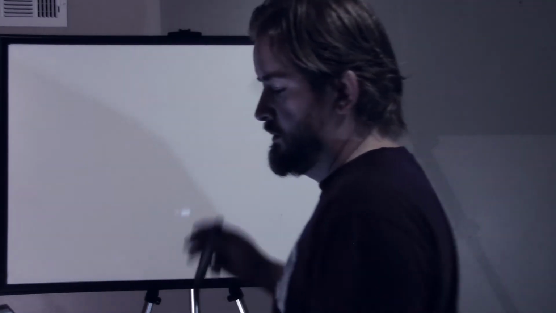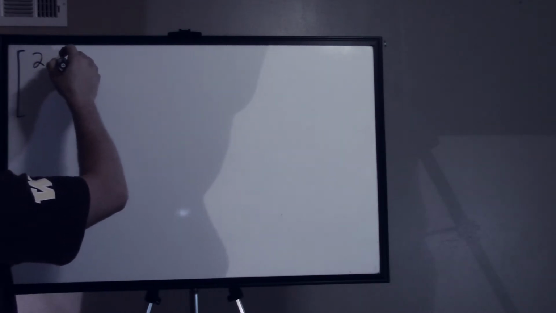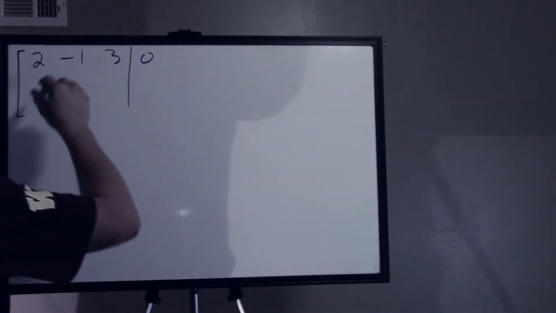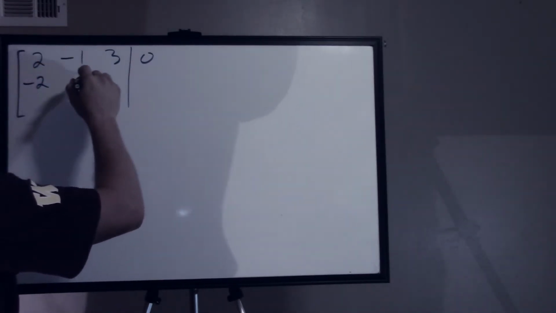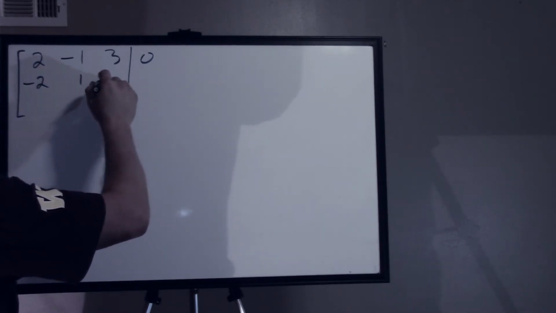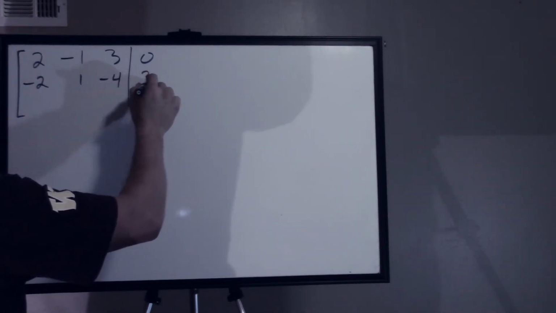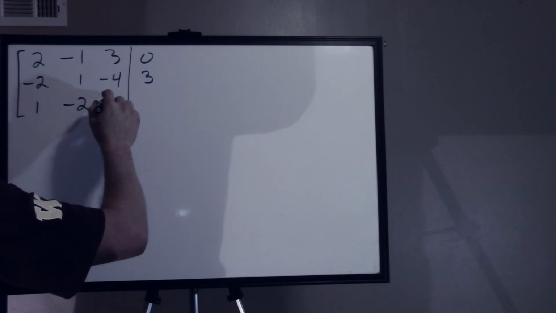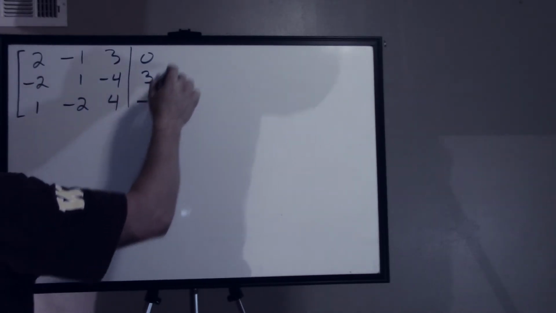Okay, 13. I'm going to skip translating this from a system straight into a matrix. So number 13 says we would get the matrix 2, negative 1, 3, augmented with 0, negative 2, 1, negative 4, 3, 1, negative 2, 4, and negative 6.